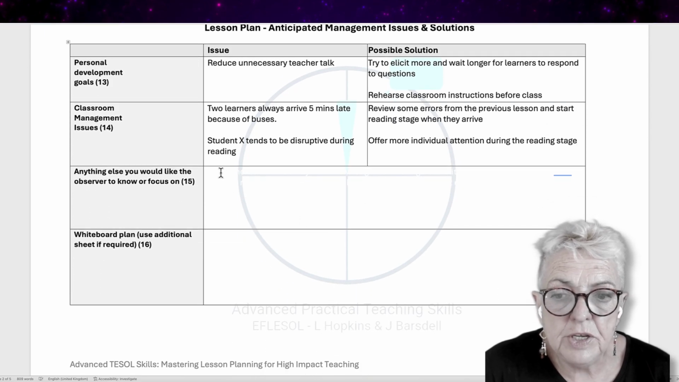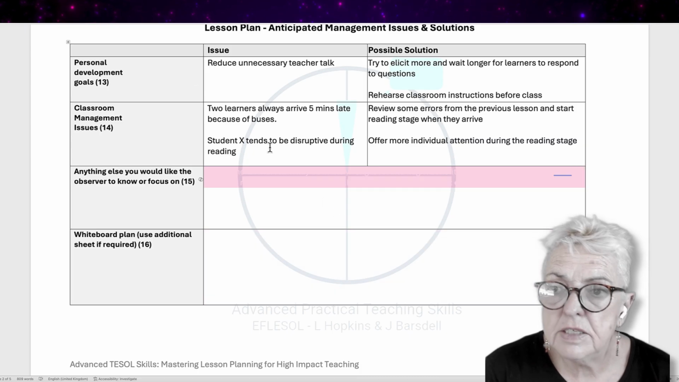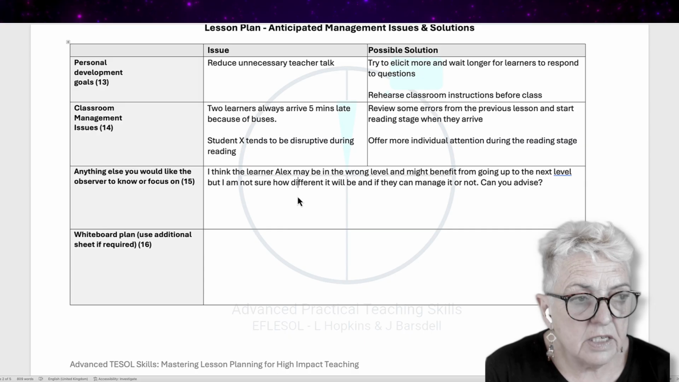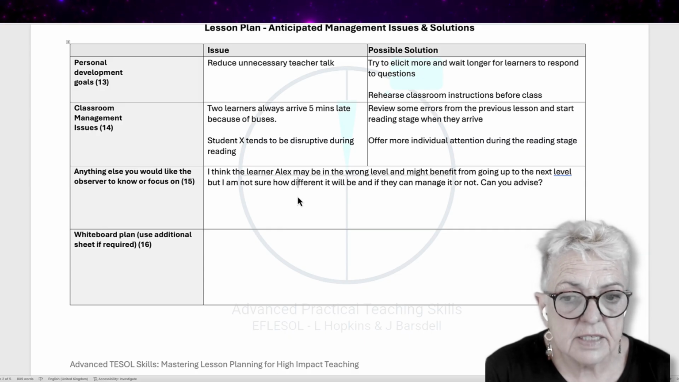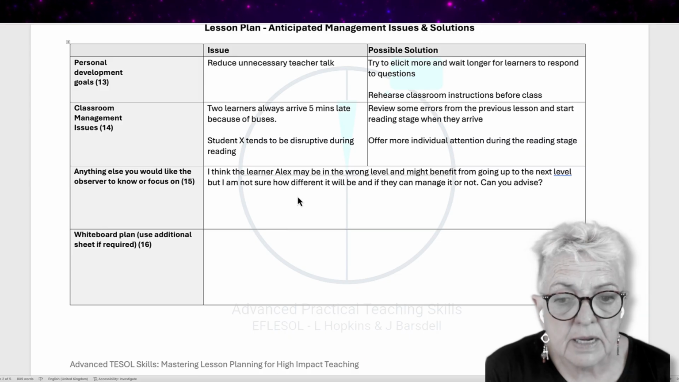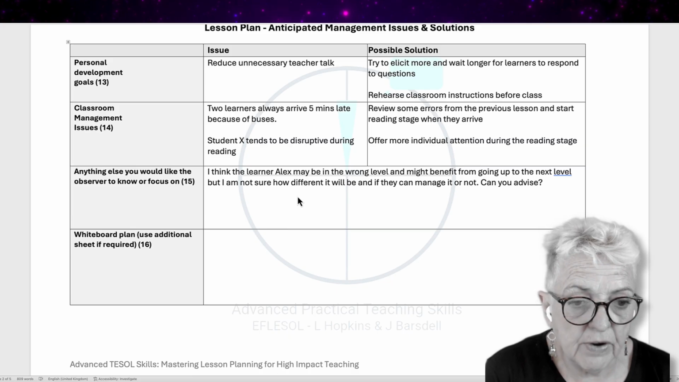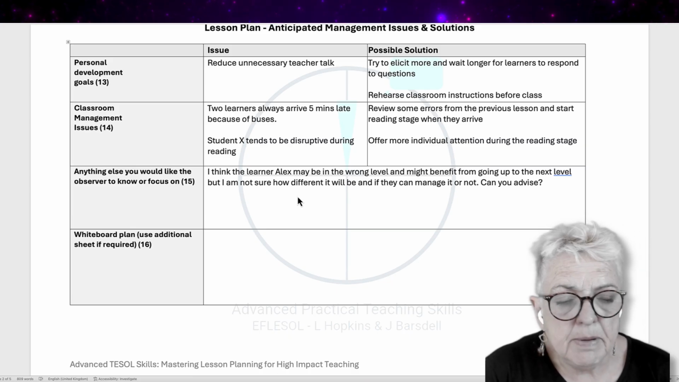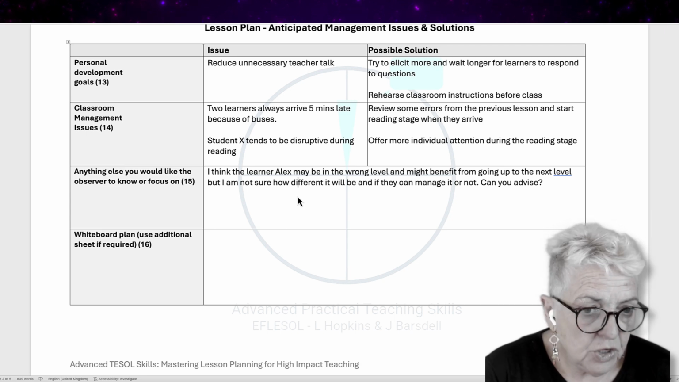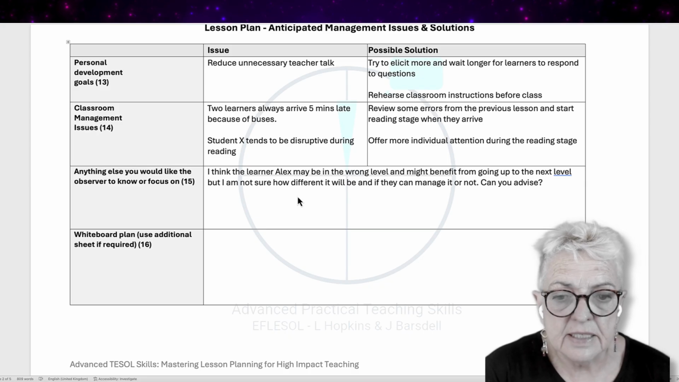This is a chance where you can ask, so let's show this one, get the assessor's advice. I think the learner Alex may be in the wrong level, might benefit from going up to the next level, but I'm not sure how different it will be and if they can manage it or not. Can you advise? So the assessor may be more aware of the different levels in the school and can bring their expertise. Use your assessors. They are there because they are more experienced.